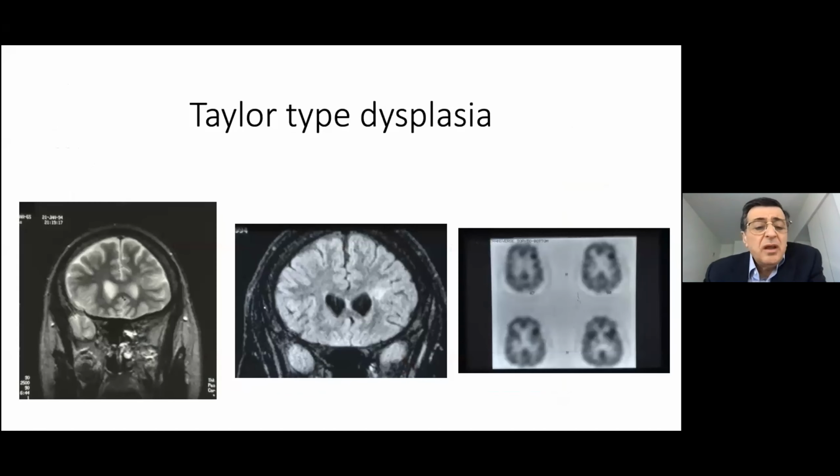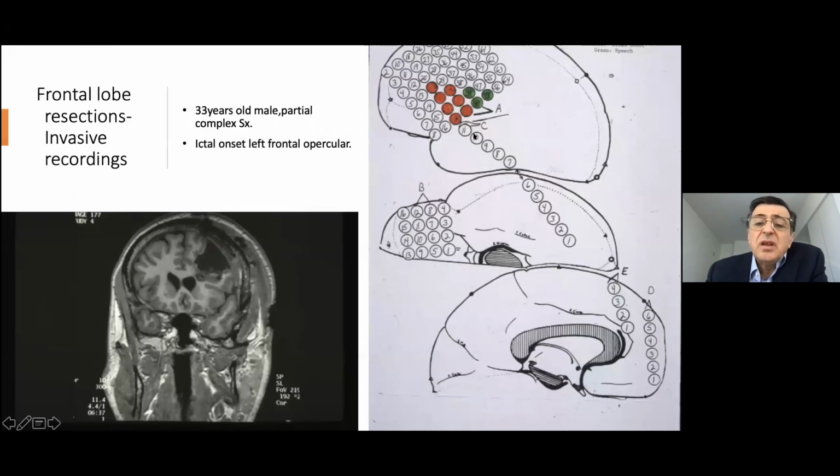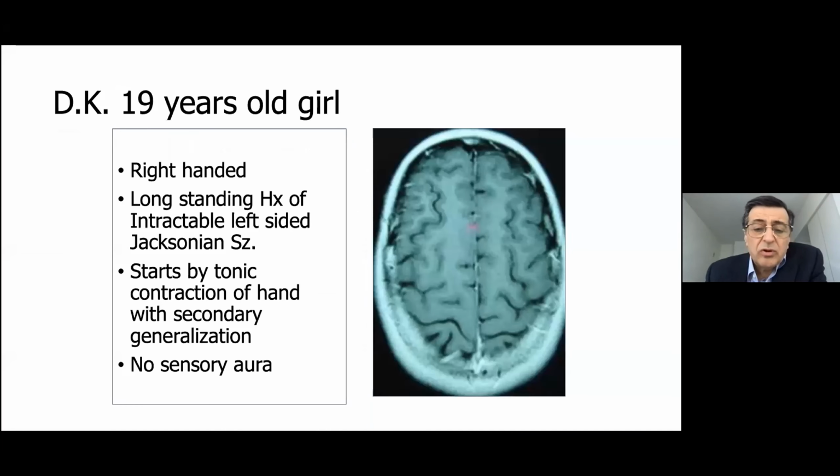The second patient is a patient with Taylor type dysplasia in the inferior frontal lobe, very close to the speech area, investigated with electrodes covering the frontal lobe, the convexity, the basal frontal lobe, and the temporal lobe. The ictal onset came from just anterior to the speech region, in the inferior frontal lobe, and the resection led to total control of his seizures.